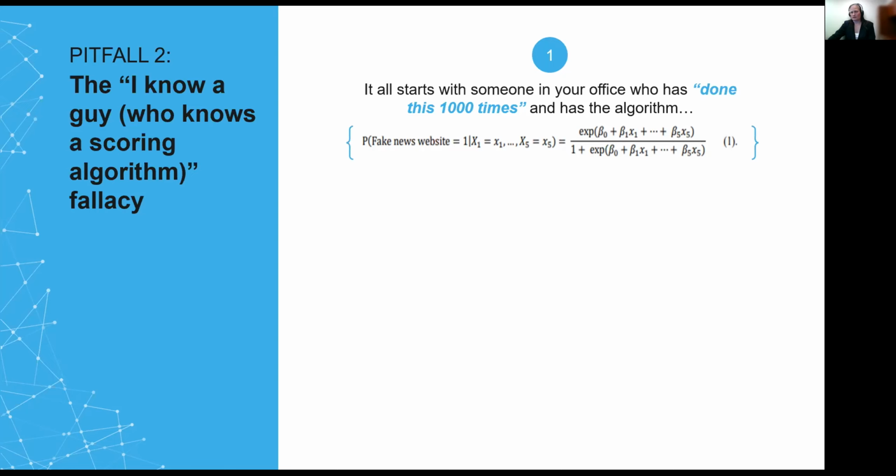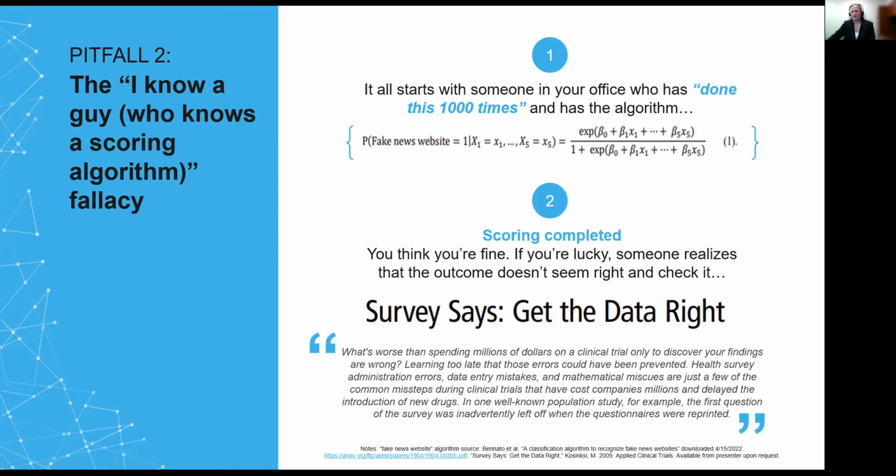Let's say someone knows how to use SAS. You figure you can use this. You program something in, and there you go. You're off to the races. You think you're fine. If you're lucky, someone realizes the outcome doesn't seem right and checks it. Let's say in the condition you're working in, you realize that physical functioning should definitely be affected. You've looked at other literature and you realize that everyone else who's used this scale has seen an impact there. What is going on? And maybe you go back and check and try to get it scored correctly.